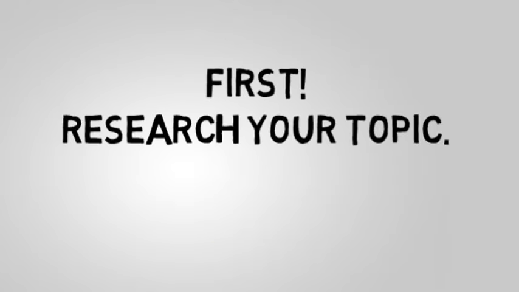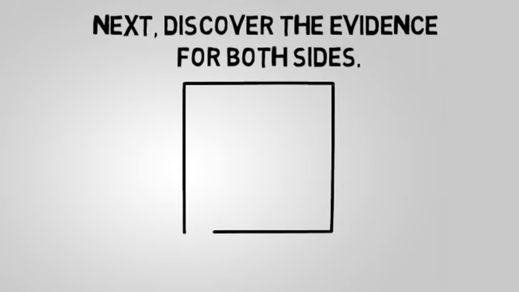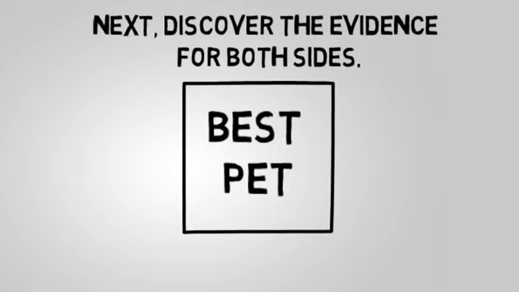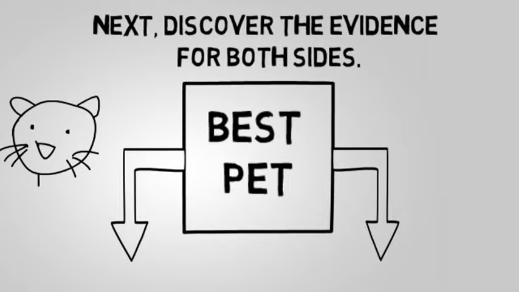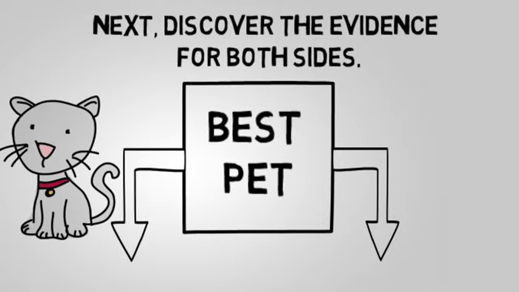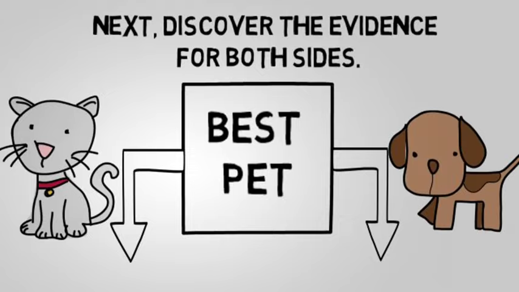It's time to review. First, research your topic. Look into it deeply, and discover the evidence for both sides of the argument. Let's say, for instance, we're going to find out what the best kind of pet is. Well, every issue has at least a couple of sides. This one, we're going to say cats on one side and dogs on the other side.